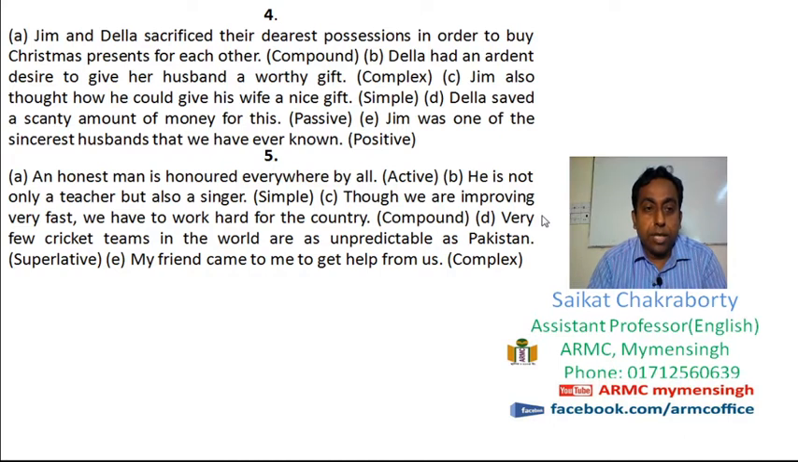Number C. Jim also thought how he could give his wife a nice gift. Simple. To make it simple, we can use Jim also thought of giving his wife a nice gift. Della saved a scanty amount of money for this. Here the object is a scanty amount of money. So to make it passive, we can say a scanty amount of money was saved by Della for this.